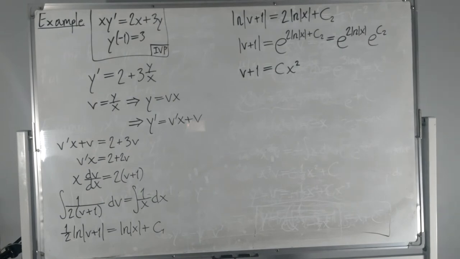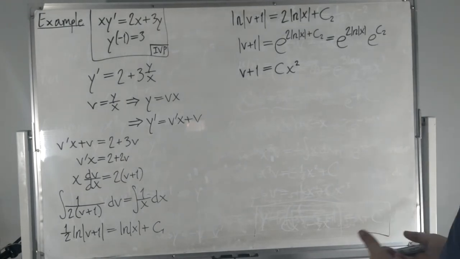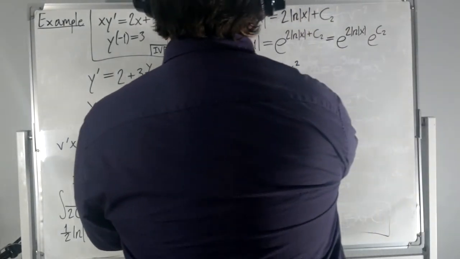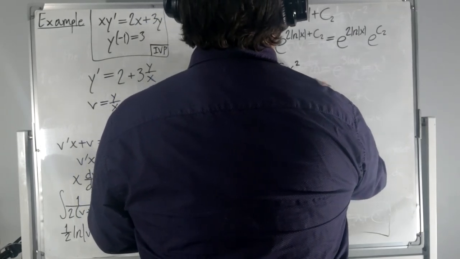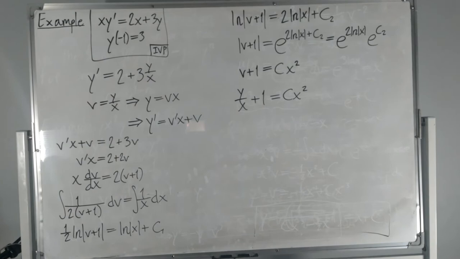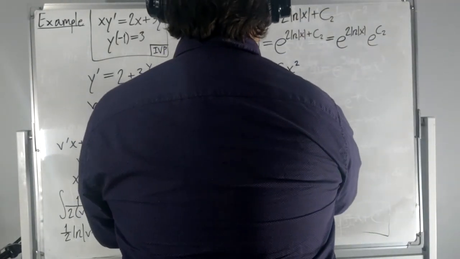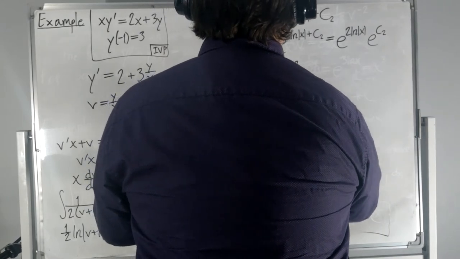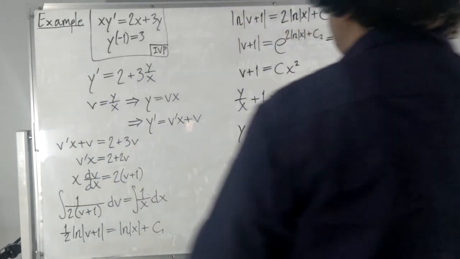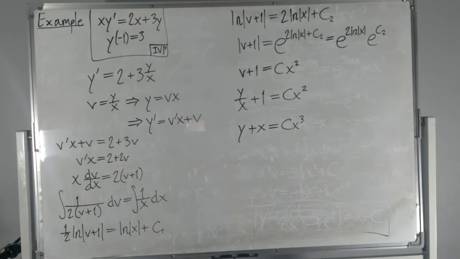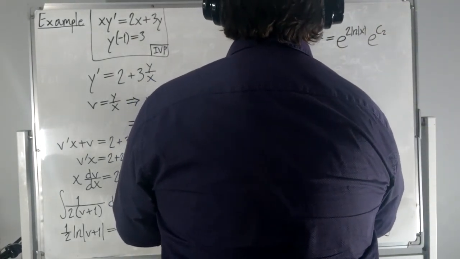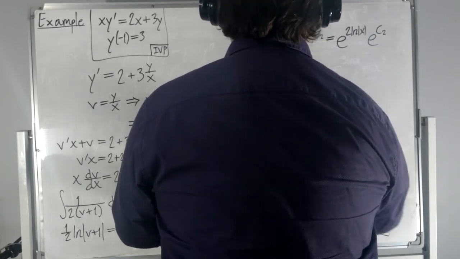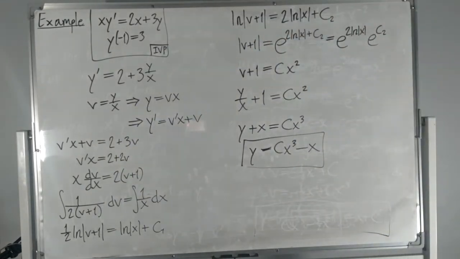And now once again, v is just a name for y over x. So this is y over x plus 1 equals cx squared. Multiply everything by x and we get y plus x equals cx cubed. Subtract x from both sides and we get the explicit form of the general solution, y equals cx cubed minus x. And then we are done.